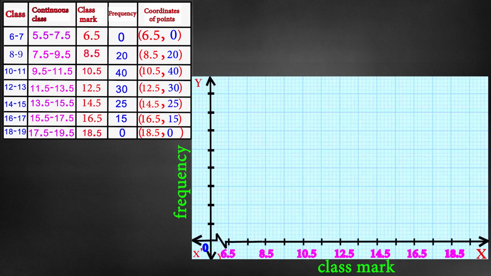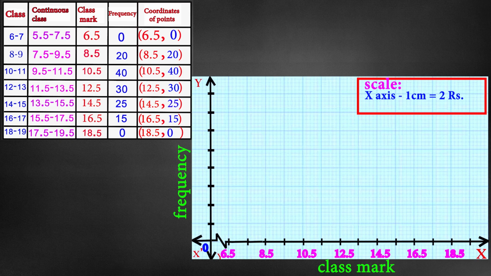Now, the distance between two class marks is 2 rupees. Hence, let us take distance 1 cm is equal to 2 rupees on x-axis and make marks from 6.5 to 18.5. We have to plot frequencies 0 to 40 on y-axis. Hence, 1 cm is equal to 5 fund. By this measure, plot 5, 10, 15 to 40. Now plot the points according to point coordinates.